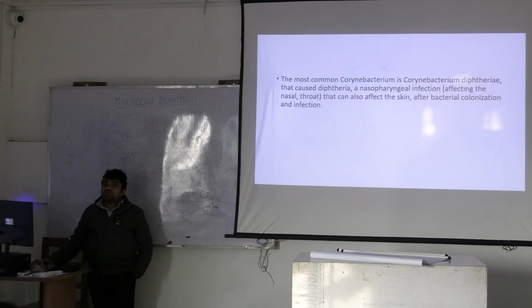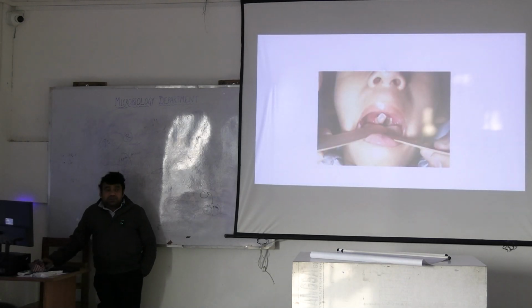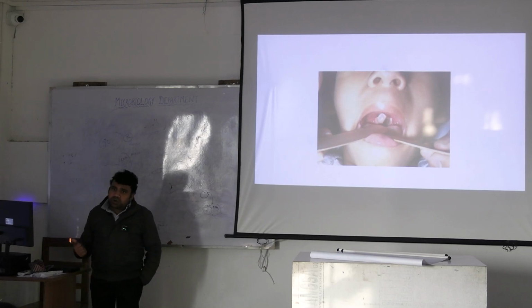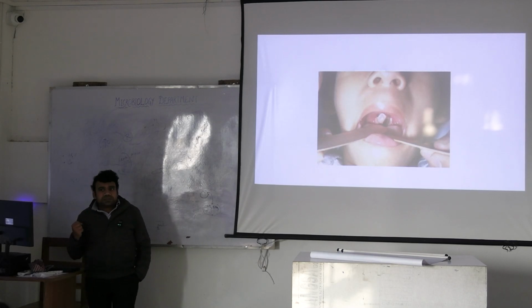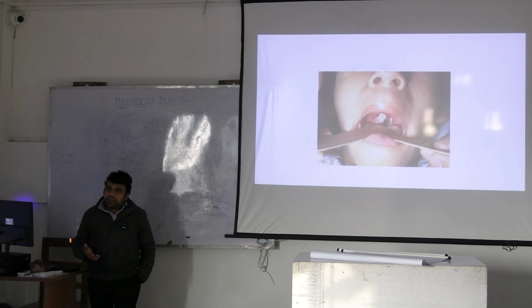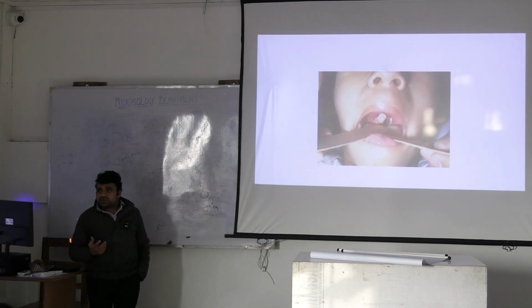So for that we need to do the Albert stain. Look at this picture. This is a child. The child has come with a history of fever, sore throat and weakness. This can happen in other bacterial pharyngitis also. This can happen also in case of diphtheria. But try to understand the gravity of the situation.